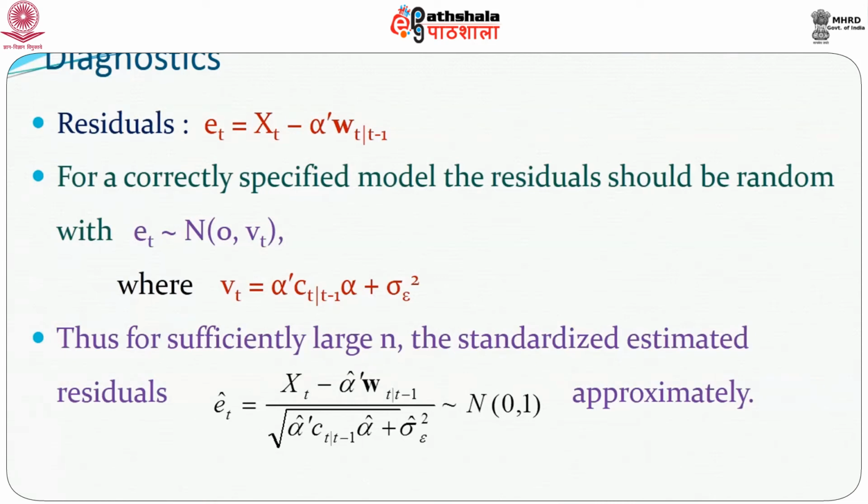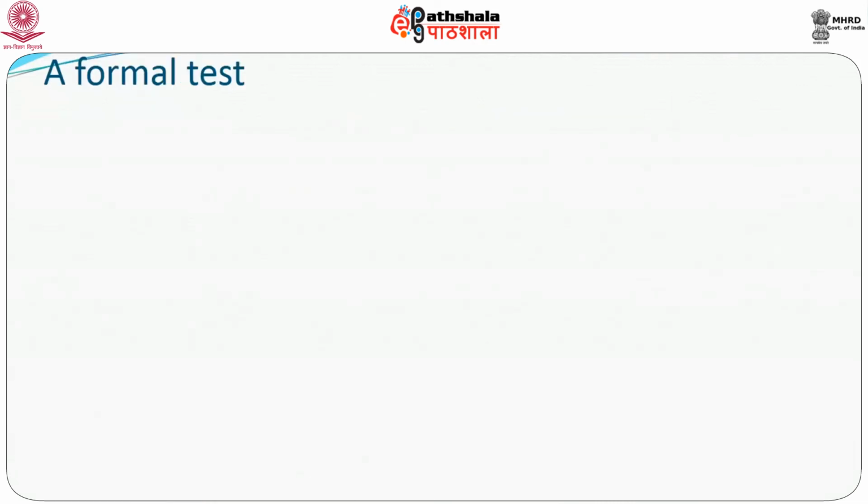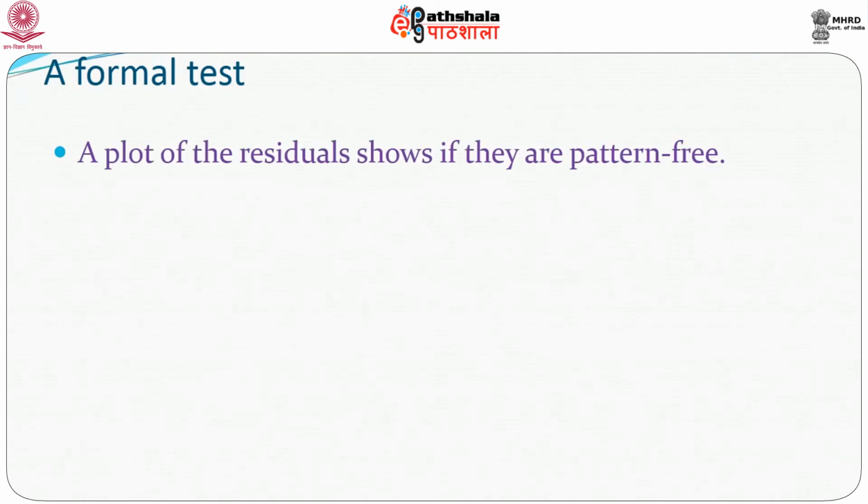But we can also do a formal test on this, and this would be to get a plot of the residuals to see if they are pattern free. Now, if the residuals are not pattern free, that means there is some mechanism which is underlying the residuals, and we will not be able to say that they are IID in that case.